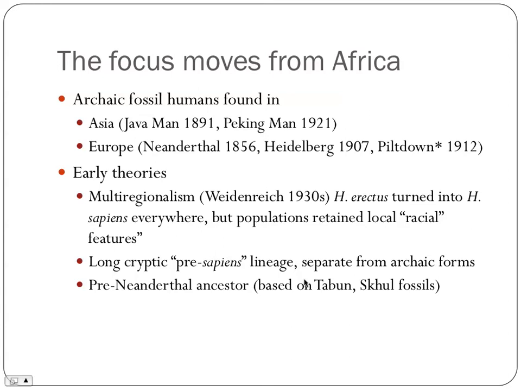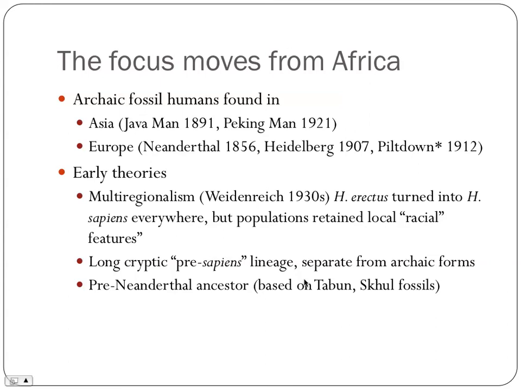And there are some early theories floating around. A guy called Weidenreich in the 1930s said that what happened was that Homo erectus, the predecessor species, turned into Homo sapiens everywhere, but populations retained these local racial features.